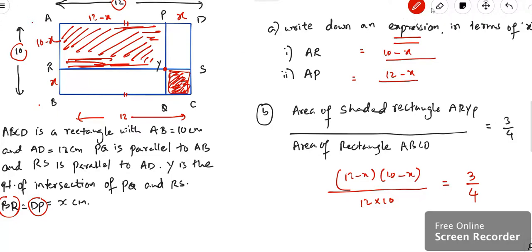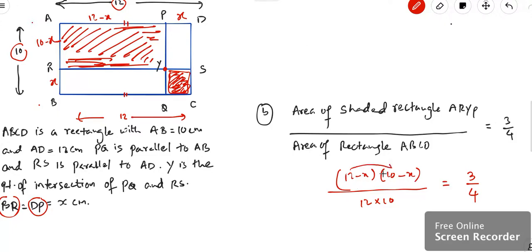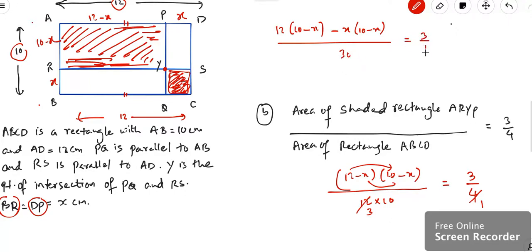We need to show that an equation which is x squared minus 22x plus 30 equals 0. So I'm just rubbing out the first portion since we are done with that. Now I need to multiply the two binomials, and we know the process of multiplying: 12 times this one and x times the bracket. So when I open it, we have (12 minus x) times (10 minus x) over 12 times 10. I can reduce it by simplifying, since it's an equality. Four ones of 4 times 3, so this is going to be 30 equals 3 over 1.